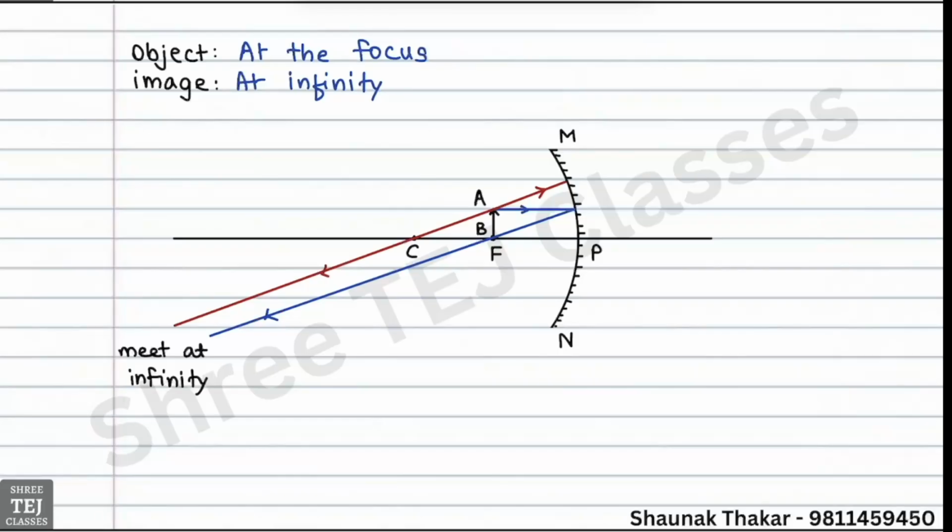Now, because the image is forming in front of the mirror, we call that image real image, and real images are always inverted, that is upside down. So, nature of the image will be inverted and real. And what about its size? Size is very large because they are not actually going to meet. So, size we say is very large.